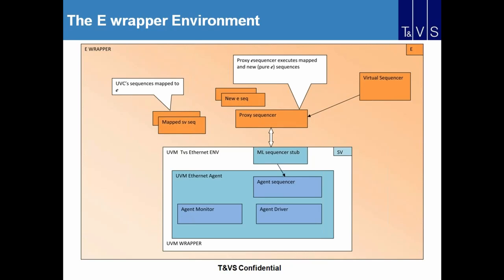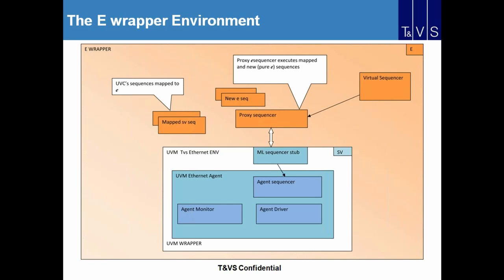Here is the new thing you can see. We have instantiated a multi-language sequencer stub in the existing Ethernet UVC, and we have connected it to the proxy sequencer in our Specman world. This entire thing in e can be considered a single EVC, like any other EVC which I instantiate in my Specman environment. You can just take a handle of this proxy sequencer in the virtual sequence driver.